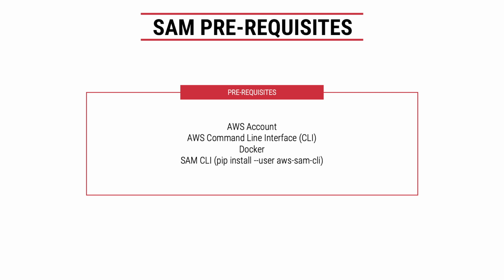So if you are planning to do some local testing of your APIs and Lambda functions, you need to have Docker installed. And you need to install SAM CLI on your local machine. You can do it using pip, that is, pip install --user aws-sam-cli, to install it for that particular user.